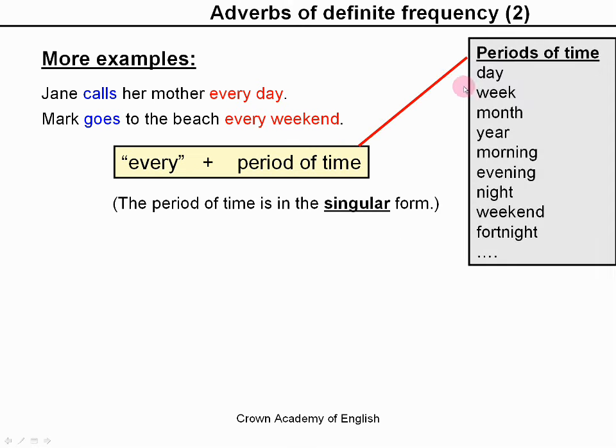And here is a list of periods of time. These are the most common ones. Day, week, month, year, morning, evening, night, weekend, fortnight. Fortnight means 2 weeks. So for example, we could say Jane calls her mother every morning. Every morning, in the singular.